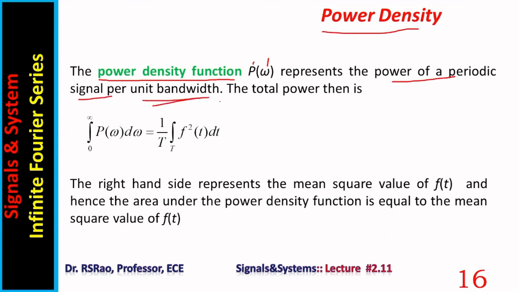Power per unit bandwidth. The total power then becomes integral from 0 to infinity of P of omega d omega, equal to 1 by T integral over T of f square t dt. The right hand side represents the mean square value of f of t, and hence the area under the power density function is equal to the mean square value of f of t.